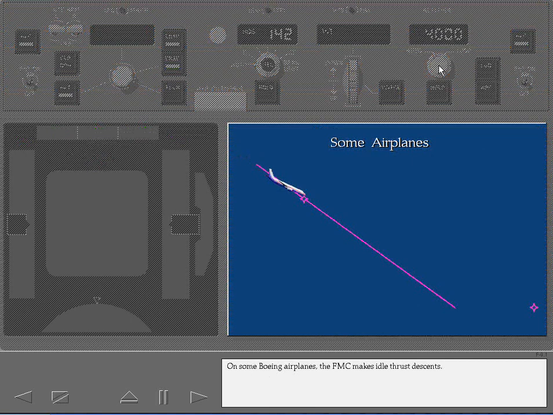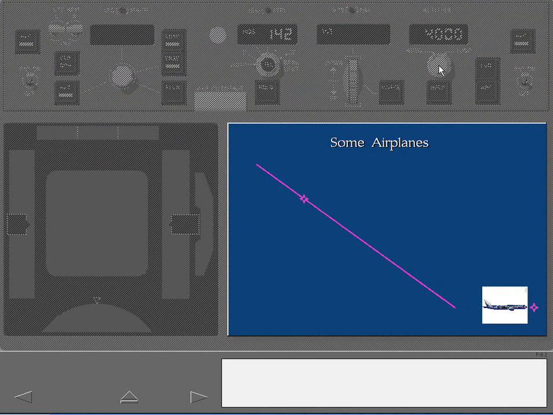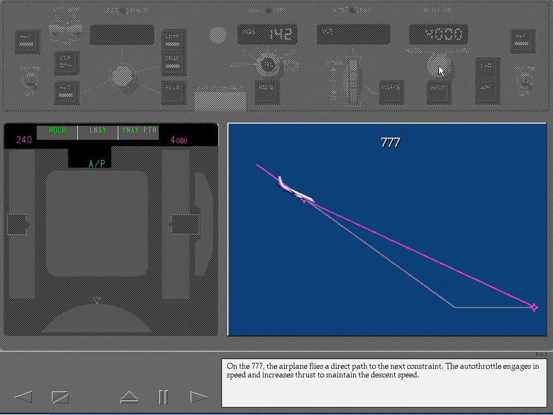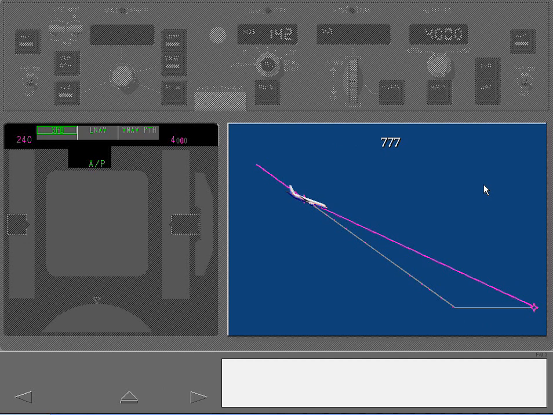On some Boeing airplanes, the FMC makes idle thrust descents. If an altitude constraint is reached before the waypoint, the airplane levels off. On the 777, the airplane flies a direct path to the next constraint. The autothrottle engages in speed and increases thrust to maintain the descent speed.